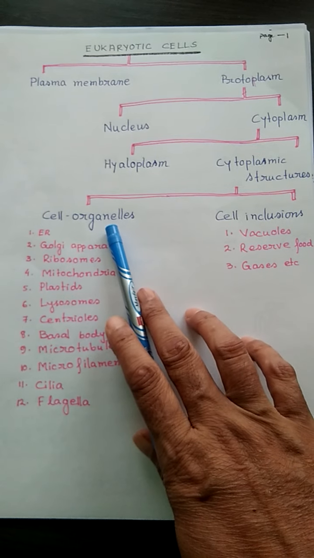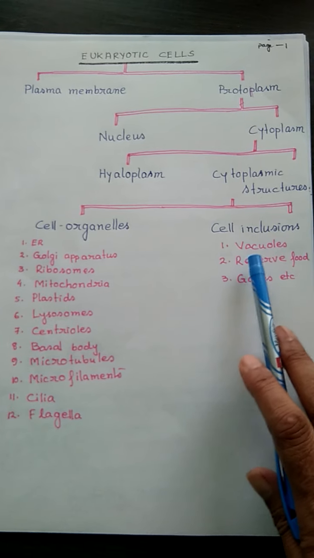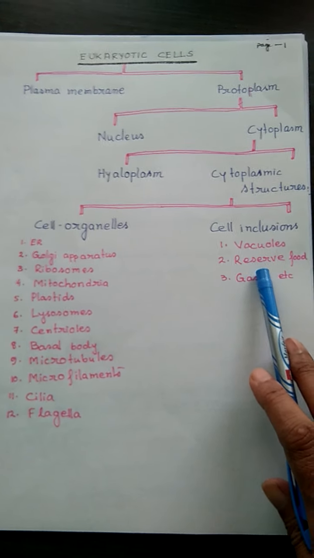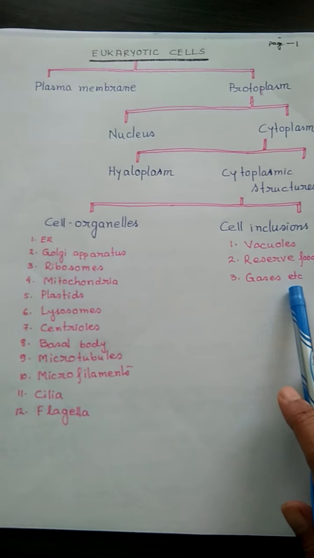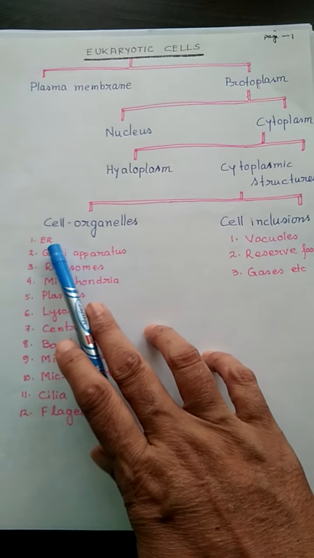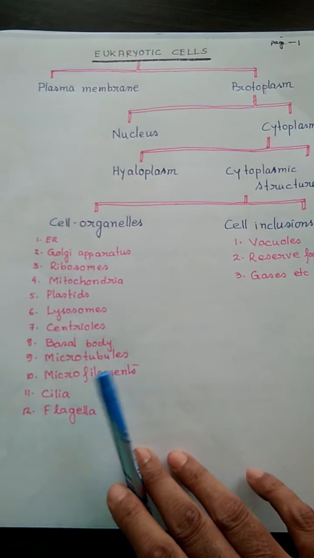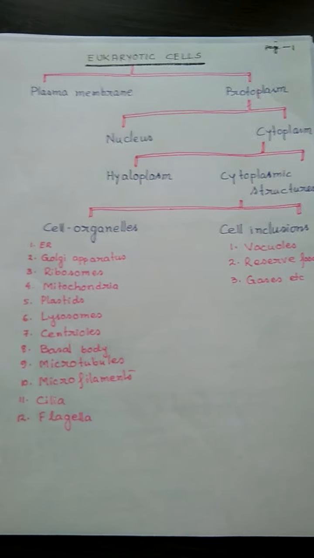Cell organelles means all are living. Cell inclusions means non-living, for example vacuole, reserve food, gases, etc. And if it is cell organelles, all are living: endoplasmic reticulum, Golgi apparatus, ribosomes. All of you know the different types of cell organelles.